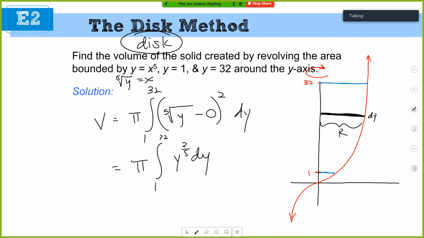So common mistakes we've already seen. Number 1, forgetting to multiply by pi at the end. Forgetting to square your radii or radius, depending on the problem.